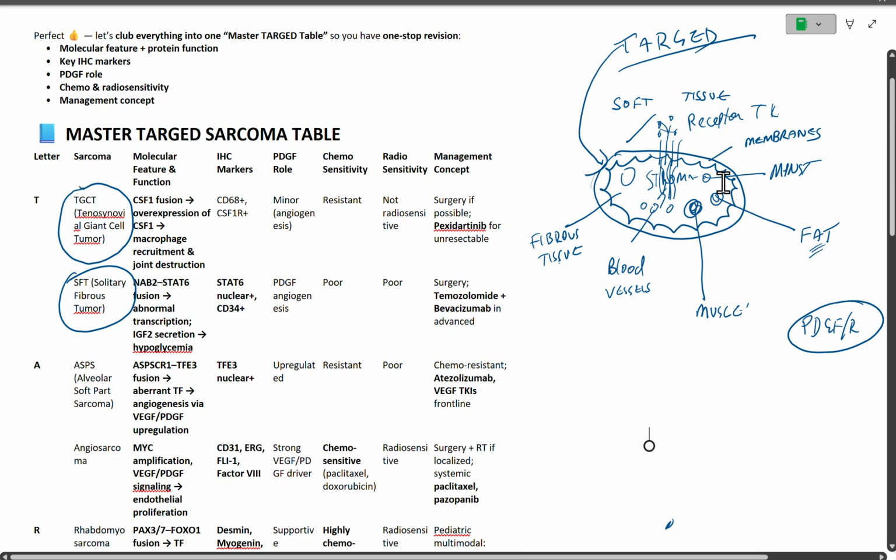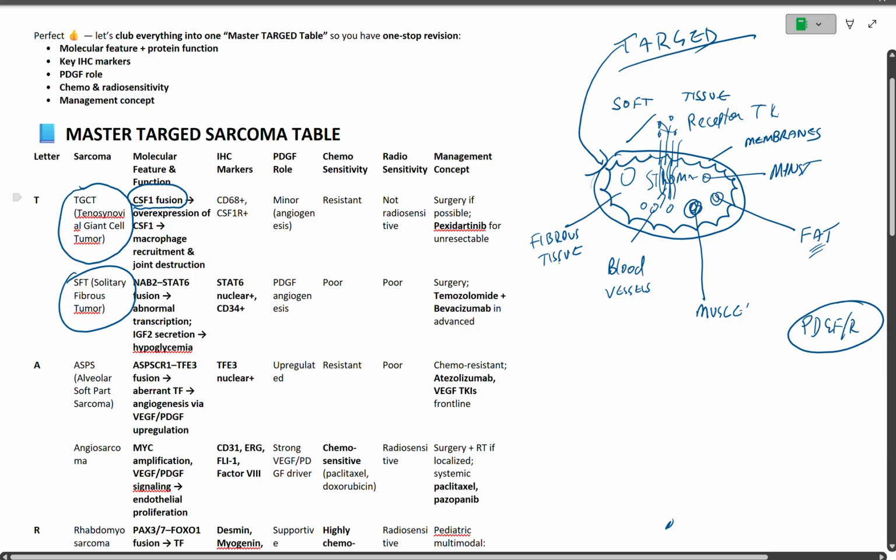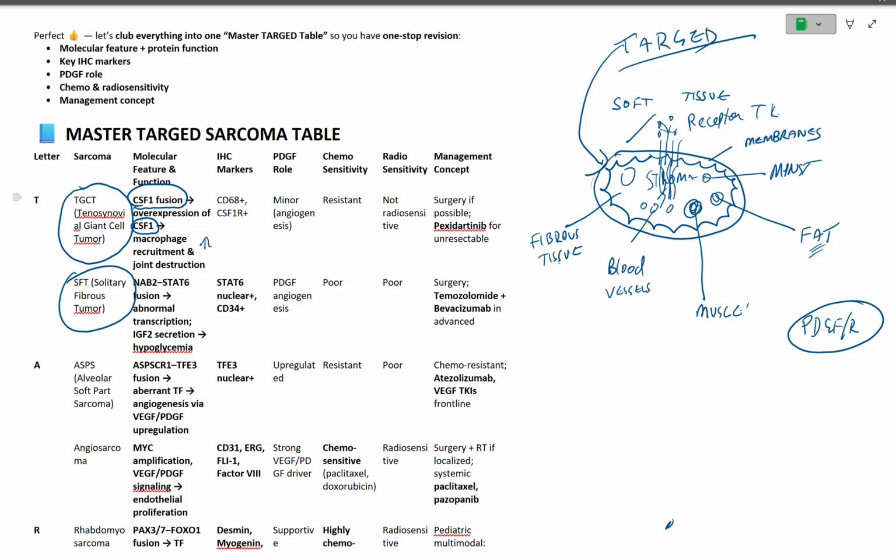If it is a tenosynovial giant cell tumor, the molecular abnormality noticed in the target fashion is CSF1 fusion and overexpression of CSF1. So there is increased macrophage recruitment and joint destruction. CD28 and CSF1 will be overexpressed. This is chemo-resistant and not radiosensitive, but there are some CSF1 inhibitors such as pexidartinib. Okay, so remember that tinib start with this pexidartinib.